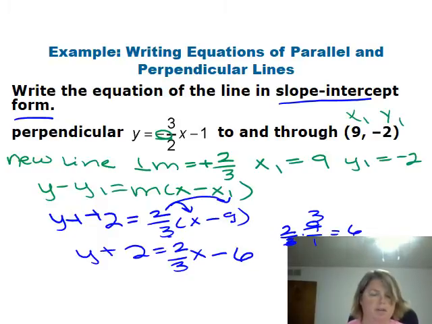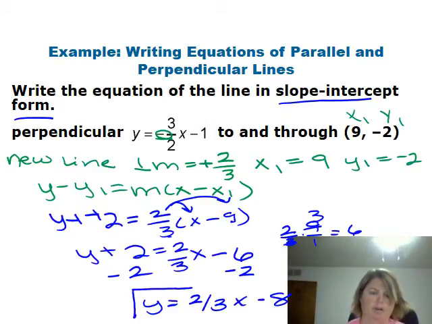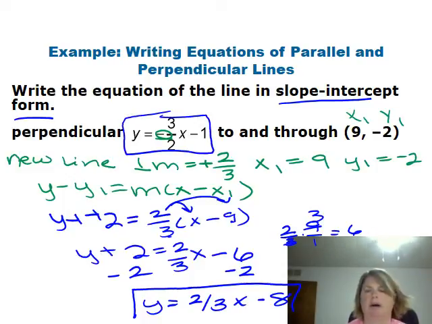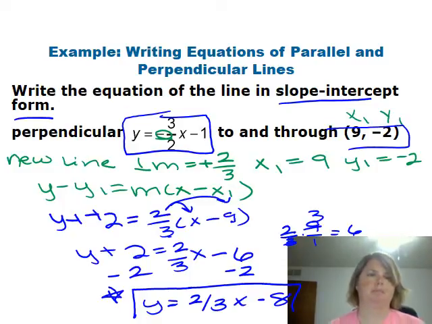Okay, so then we just need to minus 2 from both sides. Y equals 2/3 x minus 8. And now we have the equation of a line that's perpendicular to this line and passes through this point. So this guy down here is our answer.